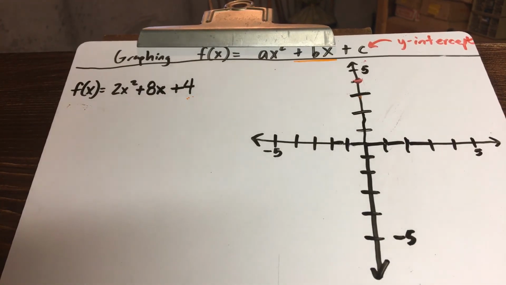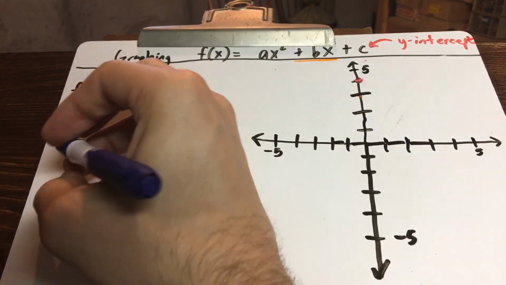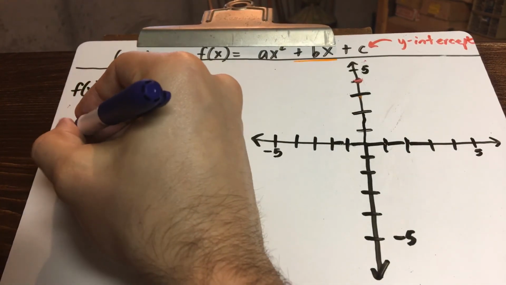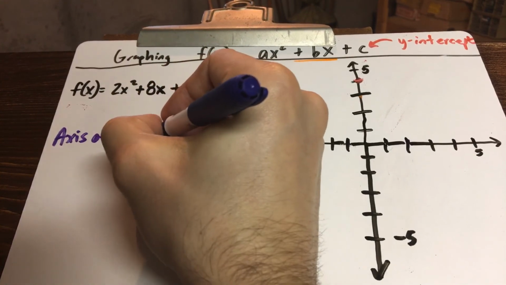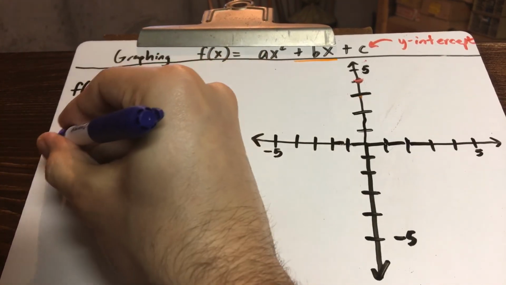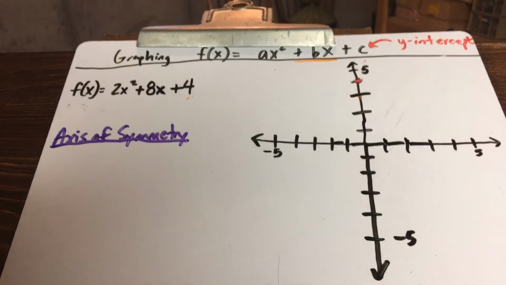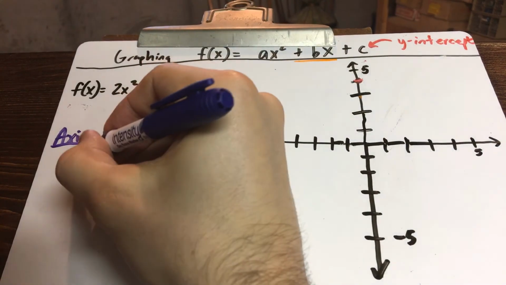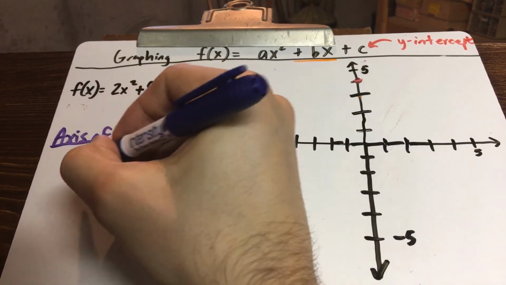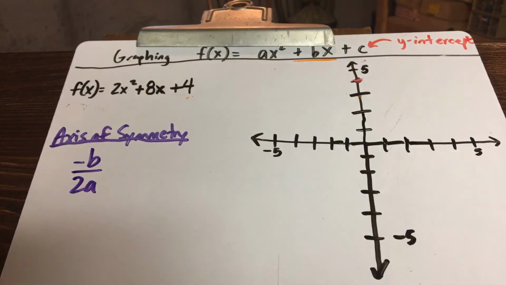Here's step 1. Step 1 is to find the axis of symmetry, right? That's that line that slices the parabola in half. Find the axis of symmetry. Okay, how do you do that? There's a formula. It looks like this. Negative b over 2 times a.